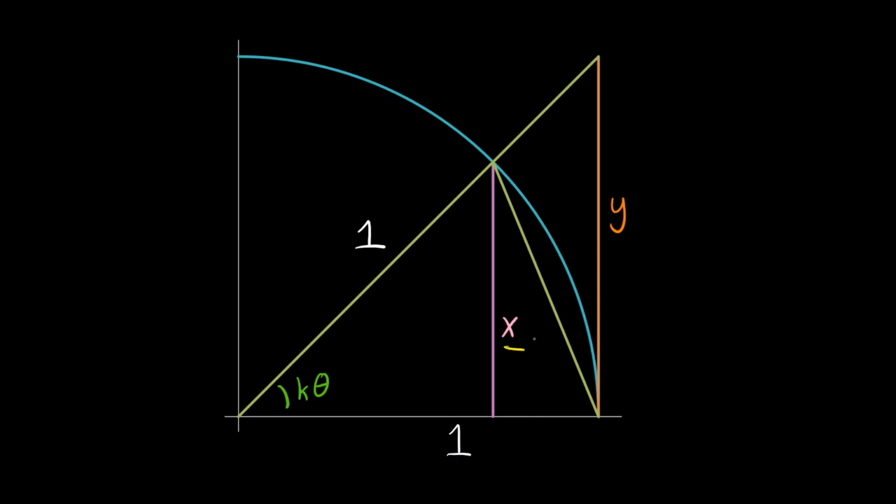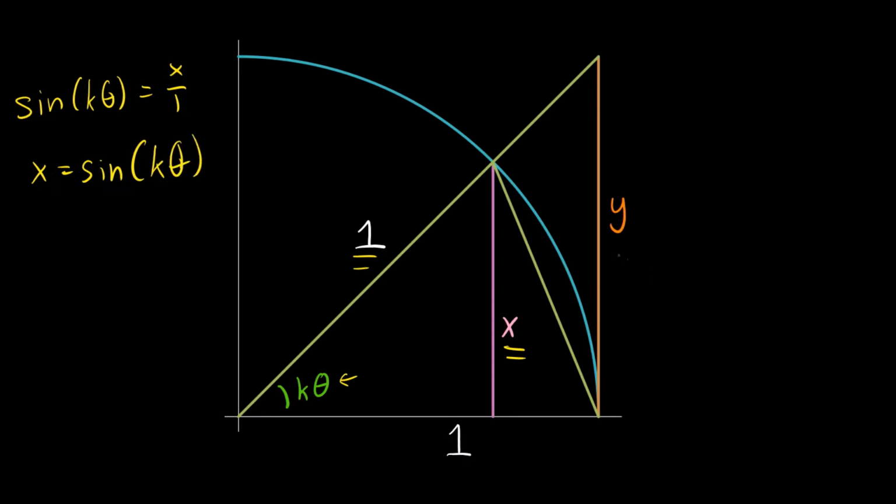Starting with x over here, we can see that if we use the angle k theta, we can relate this x and this 1 using sine of k theta. Since sine is opposite over hypotenuse, sine of k theta will just be x over 1, and ultimately that becomes x is equal to sine of k theta.